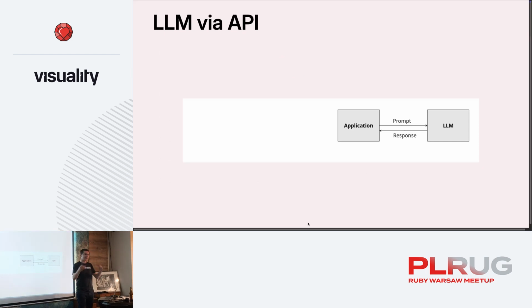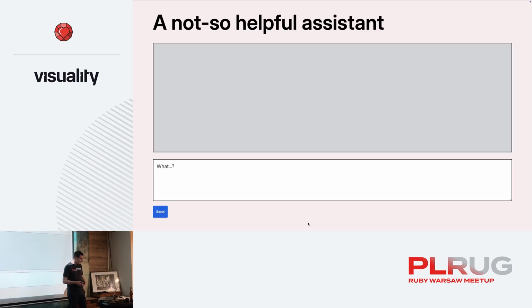So let's start with a very simple idea of an application. We've all done that. We have an application and we have an LLM, so we send prompts over API and we get responses. As easy as it gets. It wouldn't be my presentation if there was no live demo. So this is a not so helpful assistant. This is what you get when you just use prompt and response.